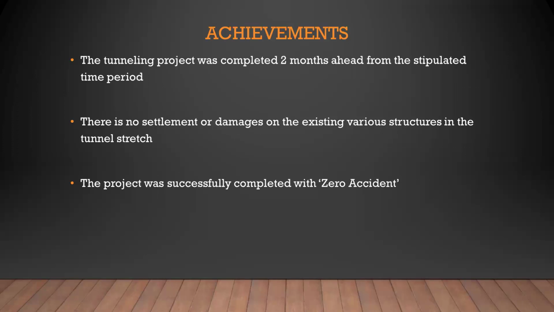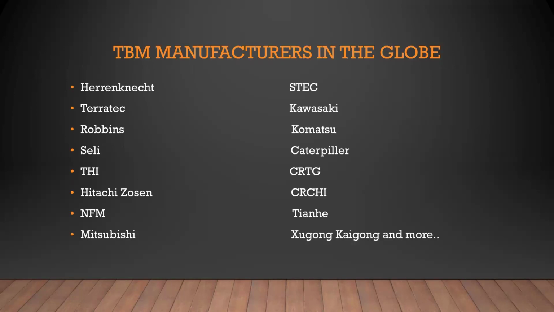The achievement of the Lucknow Metro tunnel project is that the tunneling project was completed 2 months ahead of the stipulated time period. There was no settlement or damage to the existing various structures in the tunnel stretch. The project was successfully completed with zero accidents. Some of the TBM manufacturers in the globe are Herrenknecht, TerraTech, this TerraTech machine we used for the Lucknow Metro project, then Robbins, Selli, THI, Hitachi Zosen, NFM, Mitsubishi, Steck, Kawasaki, Komatsu, Caterpillar, CRCHI, and some others.